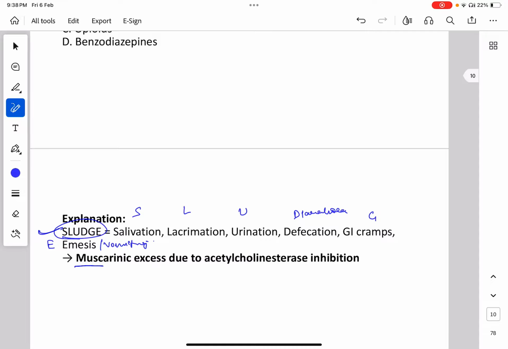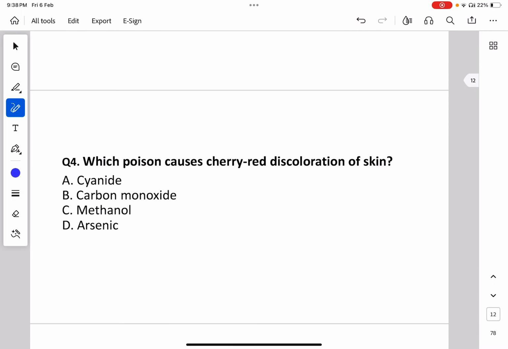So this SLUDGE happens because of muscarinic excess due to acetylcholinesterase inhibition. So this is another MCQ question. SLUDGE happens because of muscarinic effect.